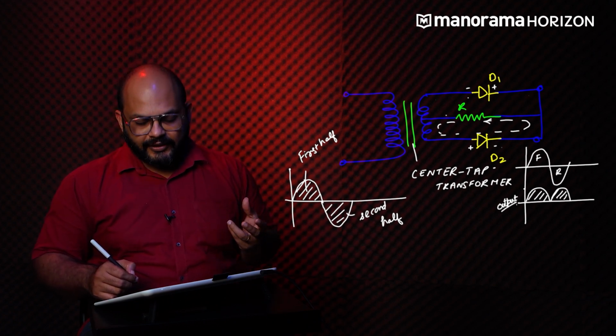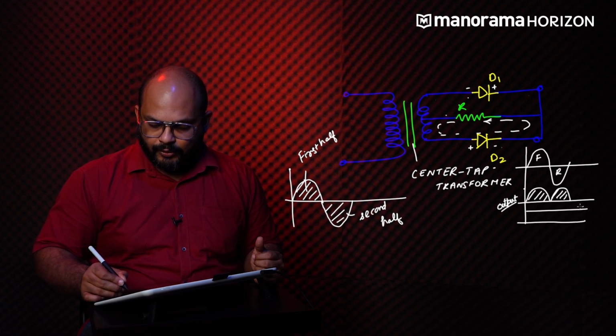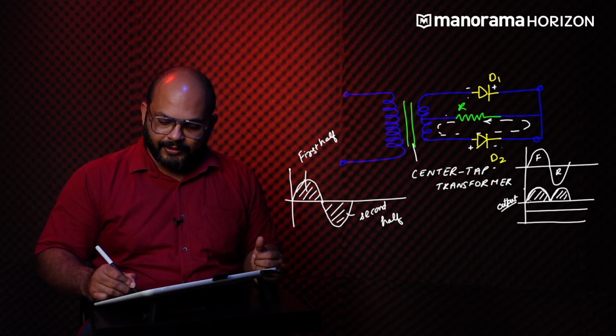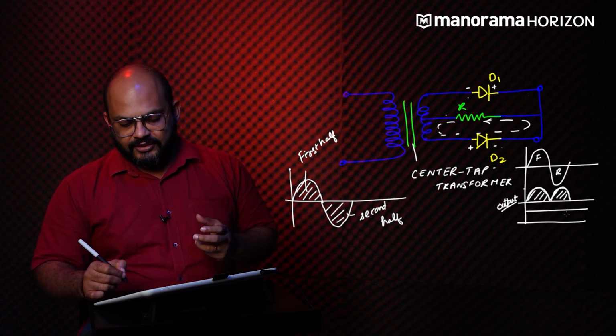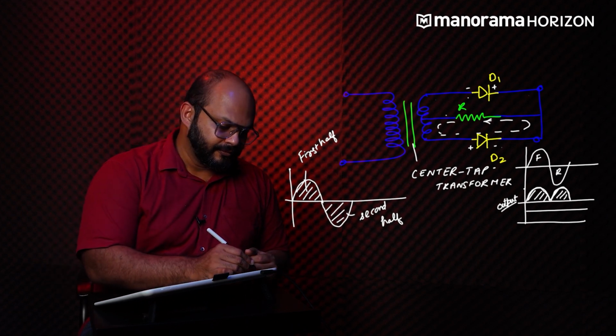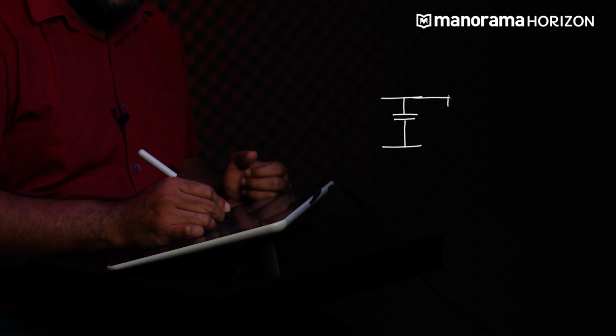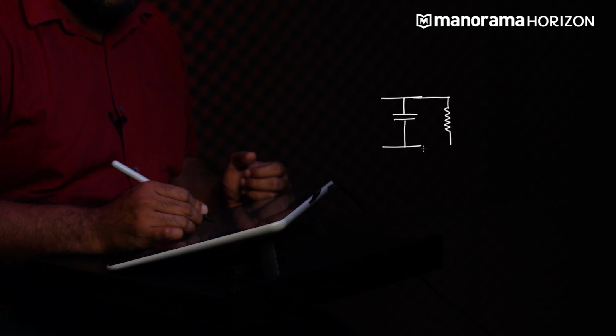This is still not a perfect answer because instead of getting a smooth DC output, we are getting something which is very bumpy. So we have to improve on this design. To do that, what we can do is we can add some extra components to make the waveform smoother. To do that, across the output of the rectifiers, we place a large capacitance capacitor and then we connect the load.